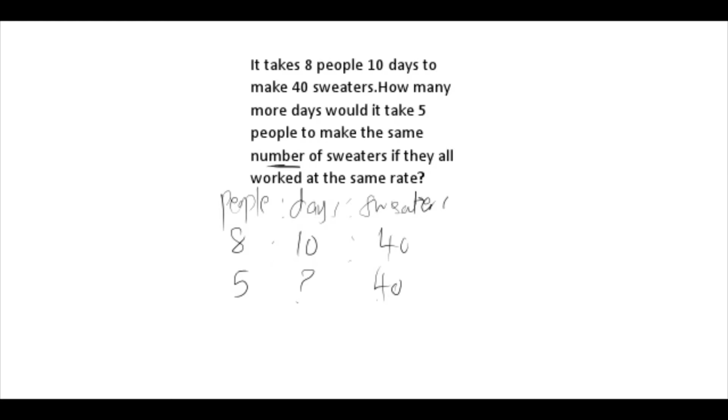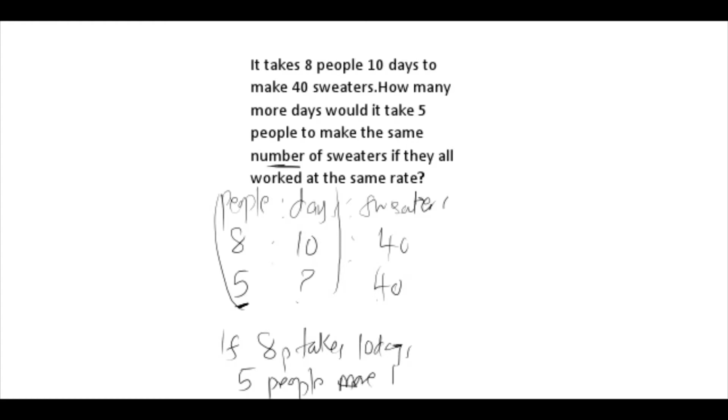So for this case we are going to compare people and days, and the sweaters to be made. But since the sweaters to be made is constant, we are going to measure the number of people and the number of days. So if 8 people take 10 days, how many days will 5 people take? Definitely 5 people will take more than 10 days because they are fewer and the work they are doing is the same as that work that the 8 people were doing.